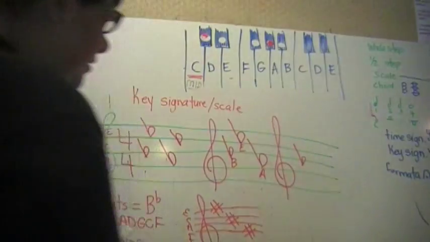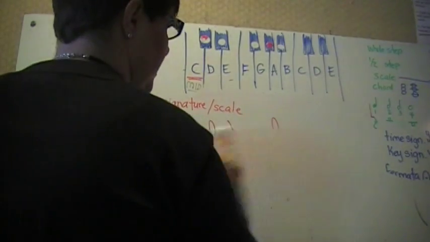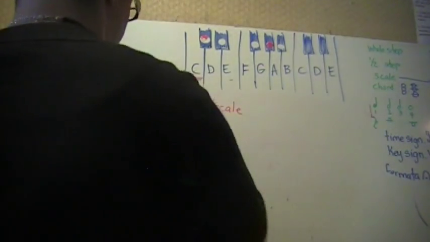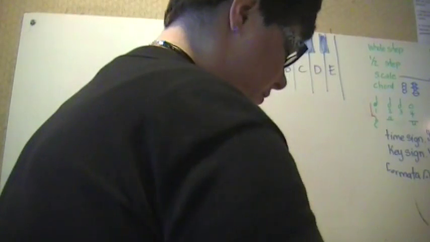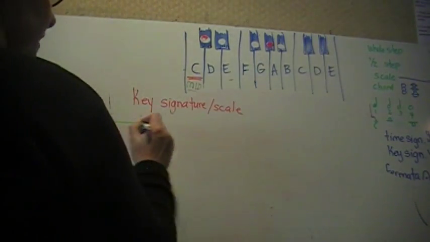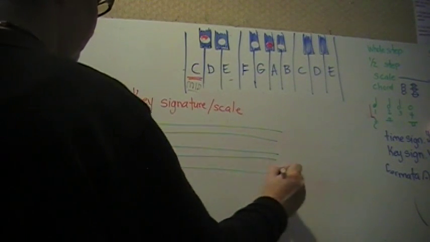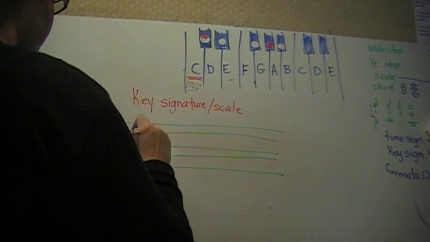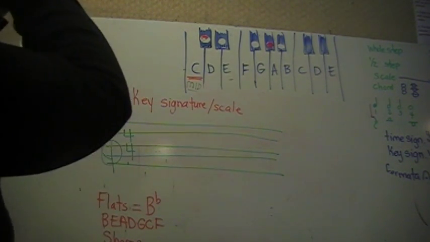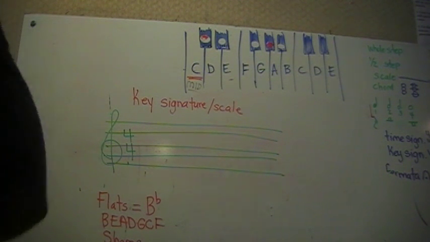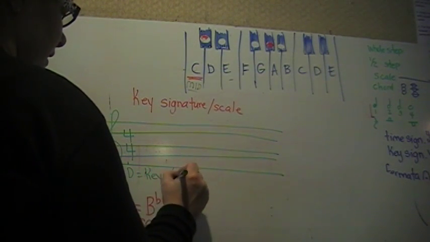Now, we want to learn all the notes that are used in our particular key. So we're going to write the scale out. So, five lines on the staff: 1, 2, 3, 4, 5. Treble clef. I'll do 4/4. Okay? And I will do a D scale, or the key of D.